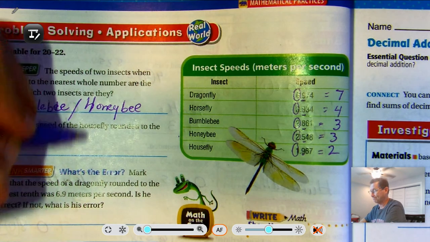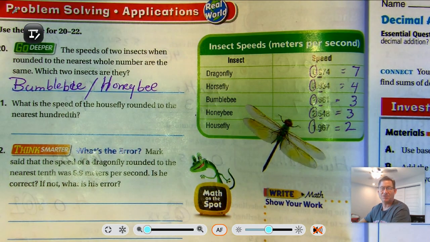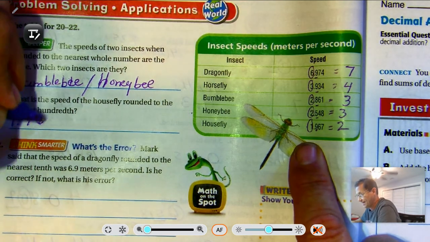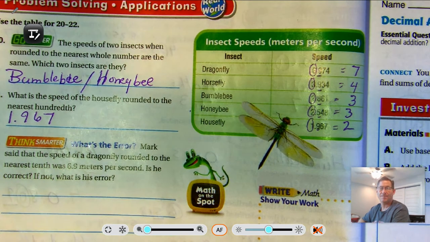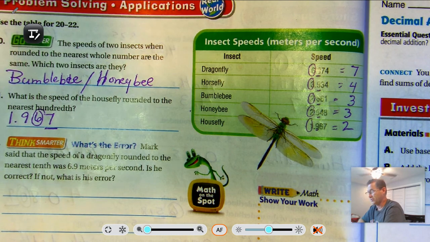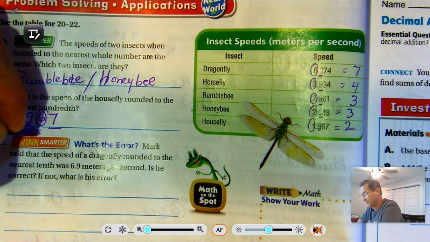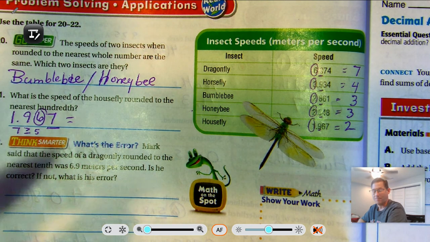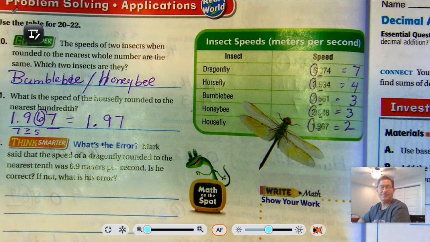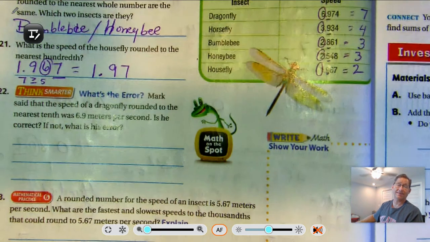Bumblebee, honeybee. What is the speed of the housefly rounded to the nearest hundredth? So the housefly, 1.967. The digit in the hundredths place is the 6. Look to the digit to the right. Compare that to 5. 7 is greater than or equal to 5, so round up. So 1.97 meters per second.